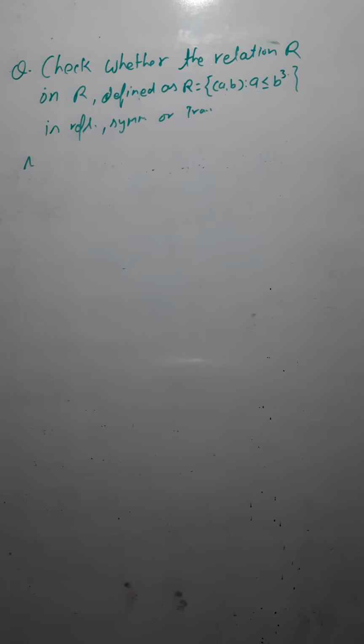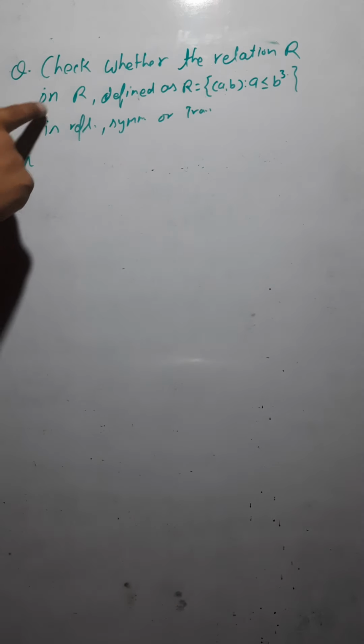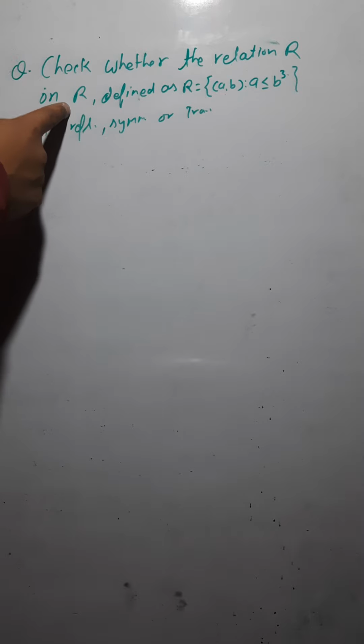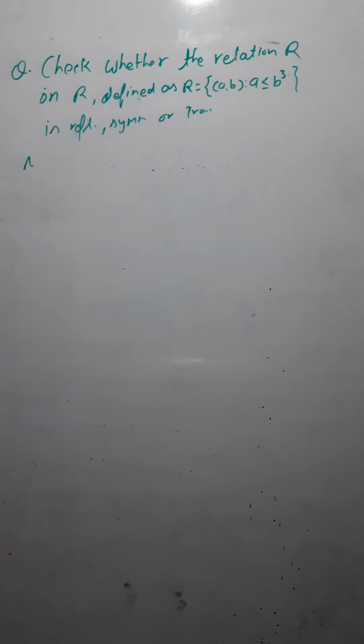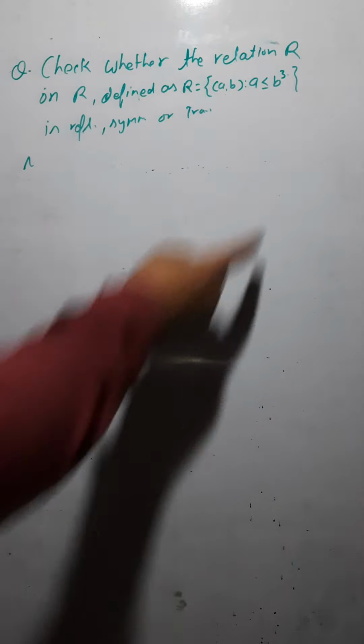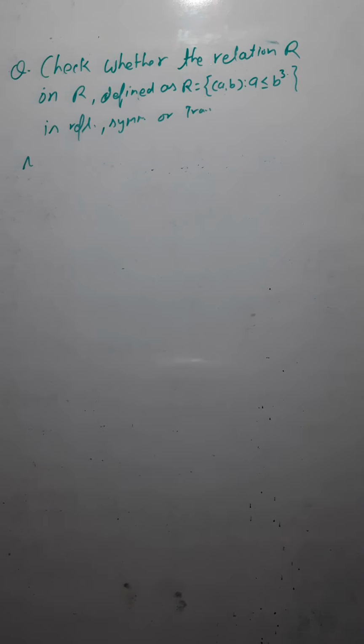Now this is the next question. The question is: check whether the relation R defined on the set of real numbers as R = {(a, b) such that a is less than or equal to b cubed} is reflexive, symmetric or transitive. So you have to prove whether the given relation is reflexive, symmetric or transitive. How would you prove this? Just think about it and try to do it yourself.